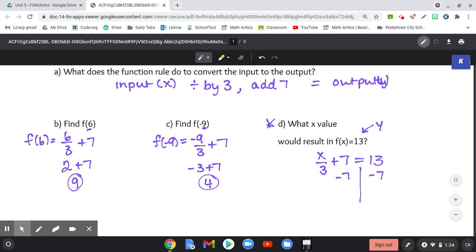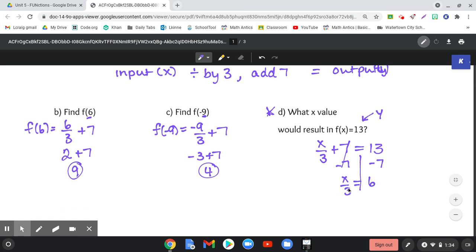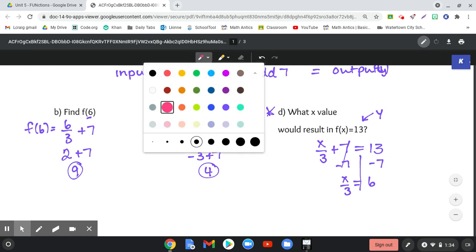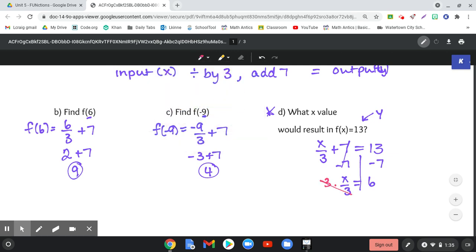Subtract 7 from both sides. x over 3 equals 6. And then to get rid of dividing by 3, the opposite of dividing is multiplying. So I'll multiply this side by 3 and multiply this side by 3. x equals 18. And to check it, let's see. If 18 was the x value, if I plug it in, 18 over 3 plus 7, will I get 13? Let's see. 18 divided by 3 is 6. 6 plus 7 is 13.